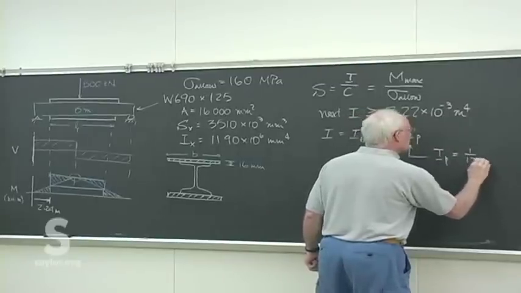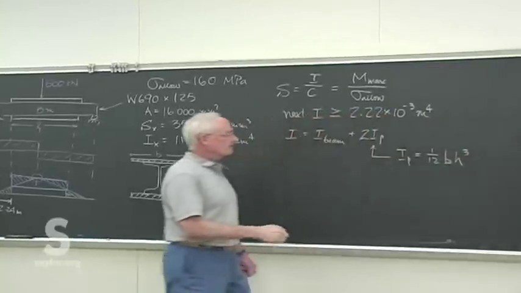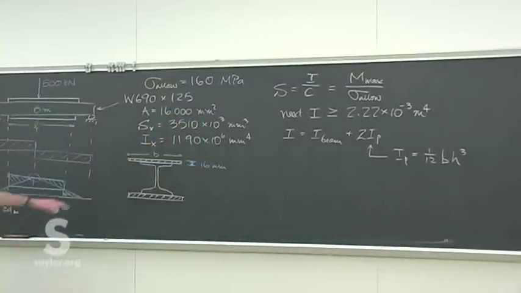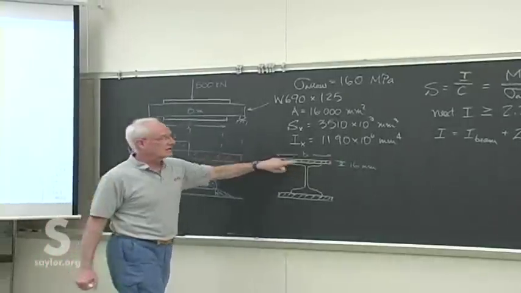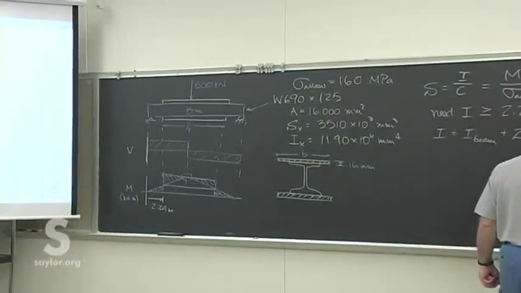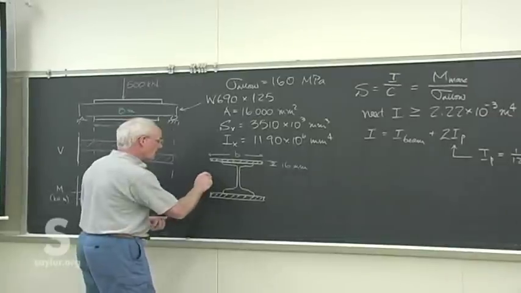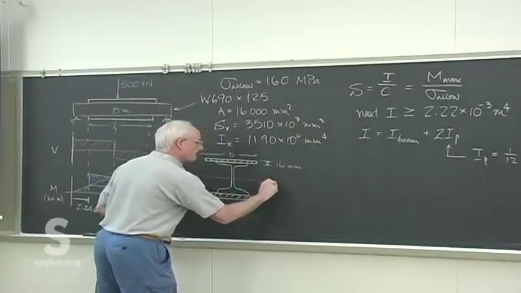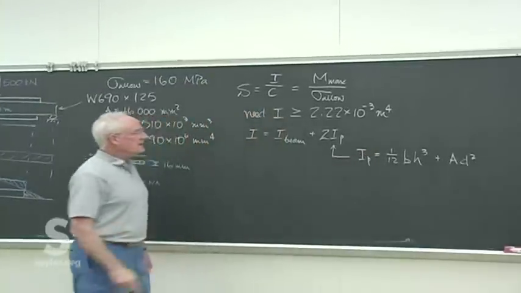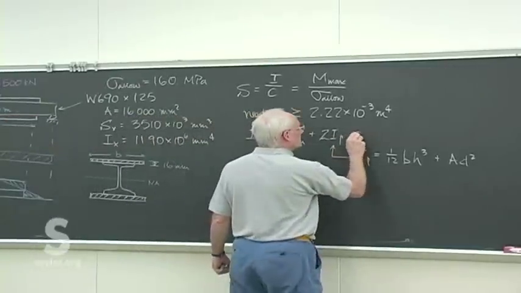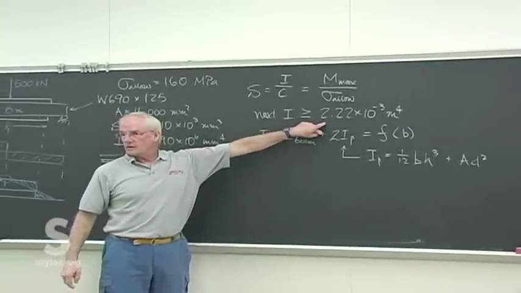So it's 1/12, using the same thing, B H cubed, where H is given, it's the 16 millimeters, but B is not. You're looking for that, so you're going to have to solve for this. Plus, don't forget 1/2 A B squared because these plates are off of the neutral axis. So that will be a function then of the unknown B, and you can solve for it.